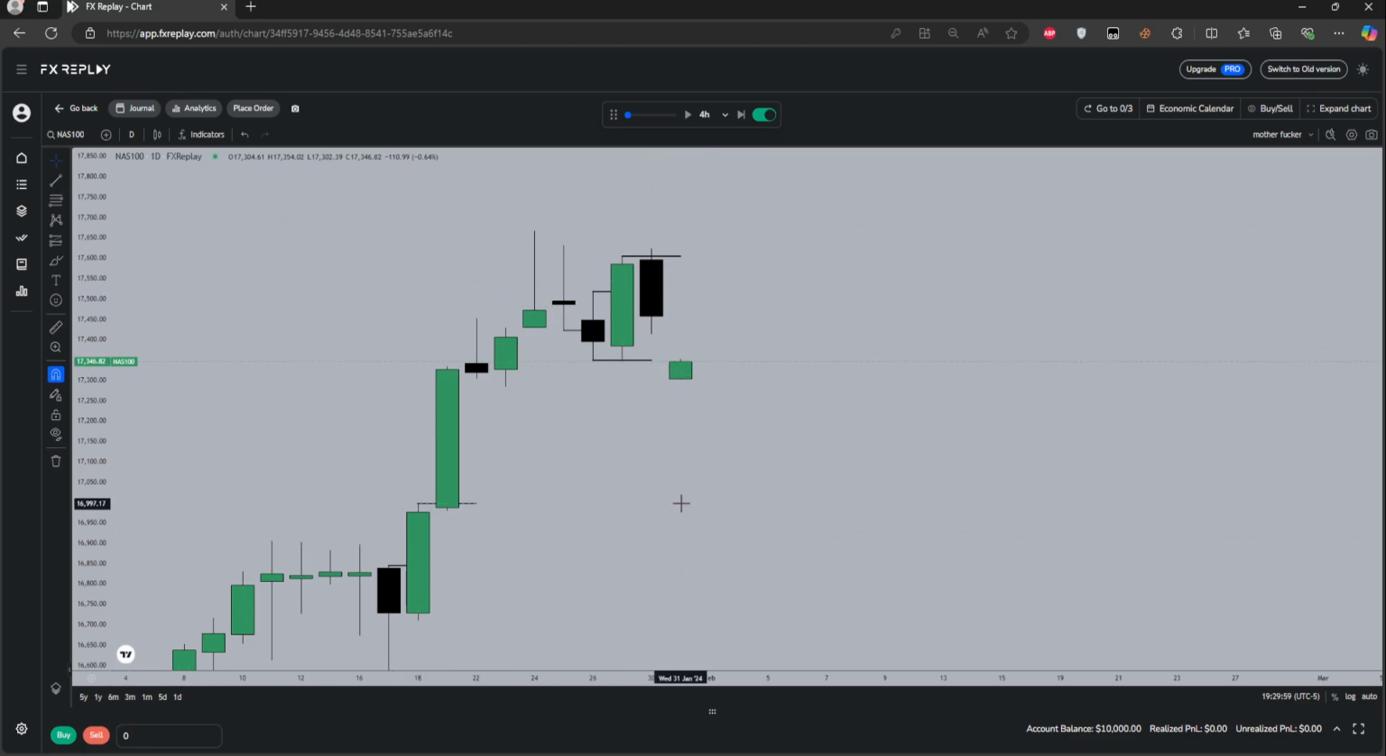Now you have to take other things into account, such as SMT. This could have been an SMT that caused the stand move and made these highs stay untouched.